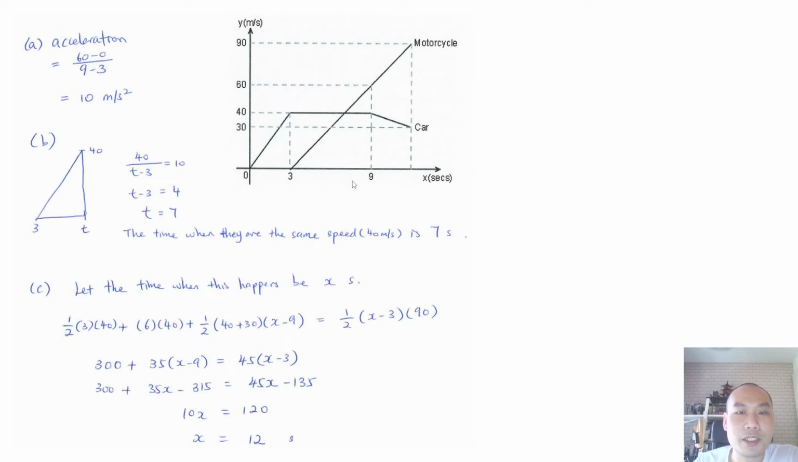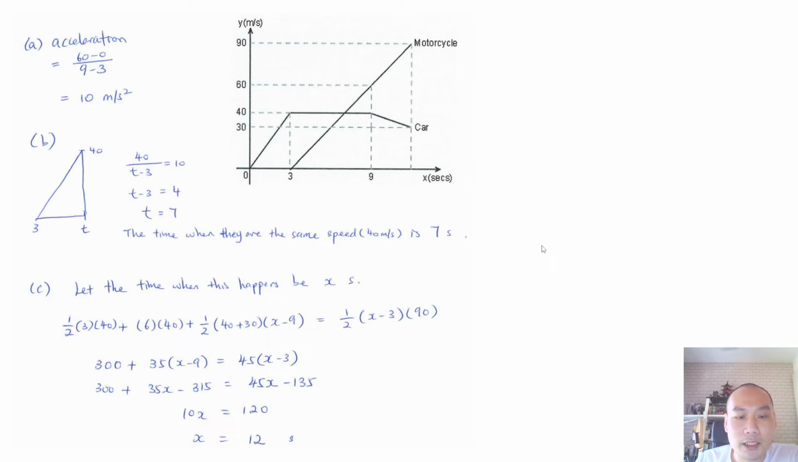Just by making use of the acceleration of the motorcycle, I can find this intersection point between the motorcycle and the car, because I know that the speed is 40 at that point, right? So I can use that to help us. So the time where the two vehicles have the same speed is 7 seconds.